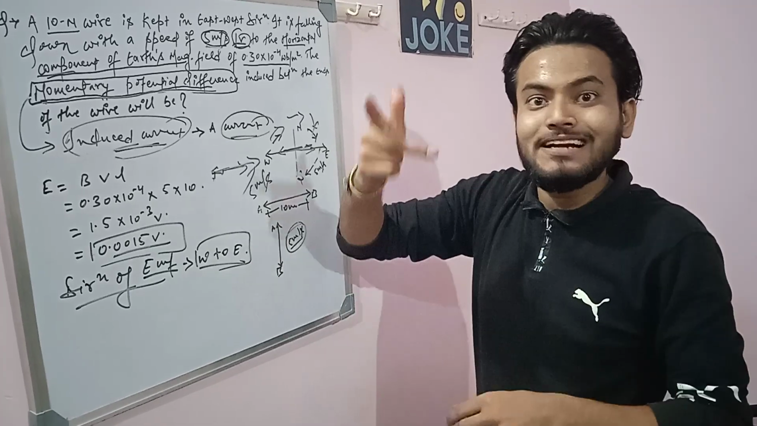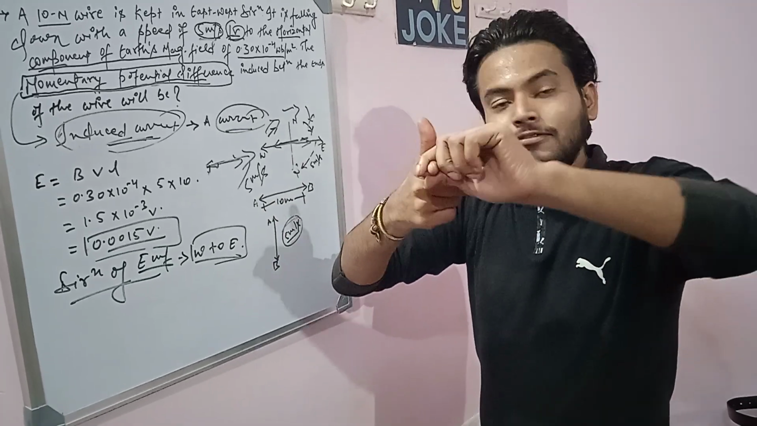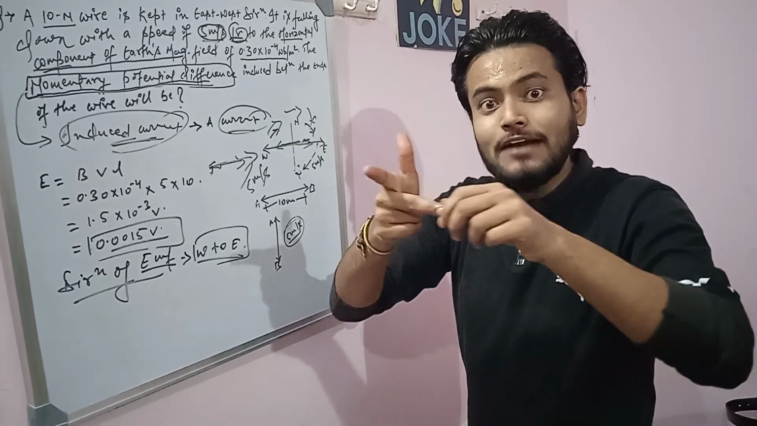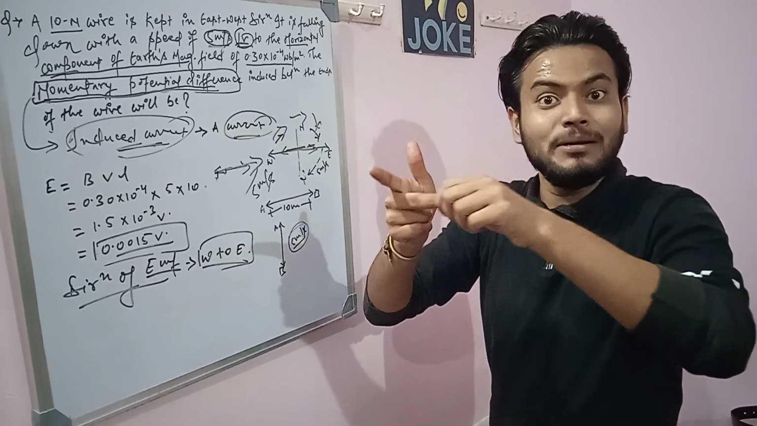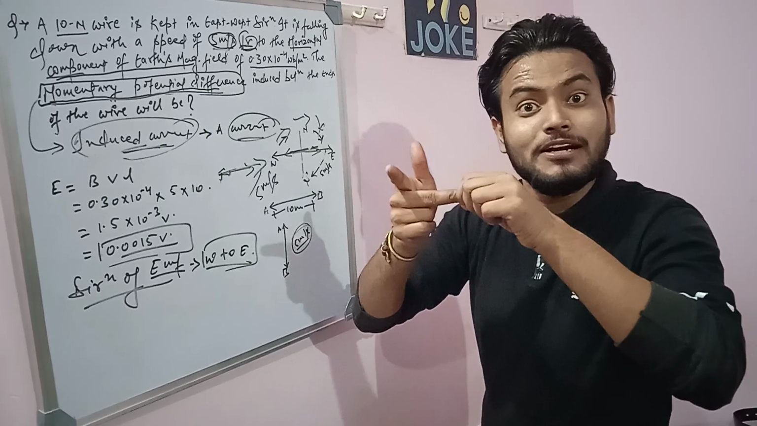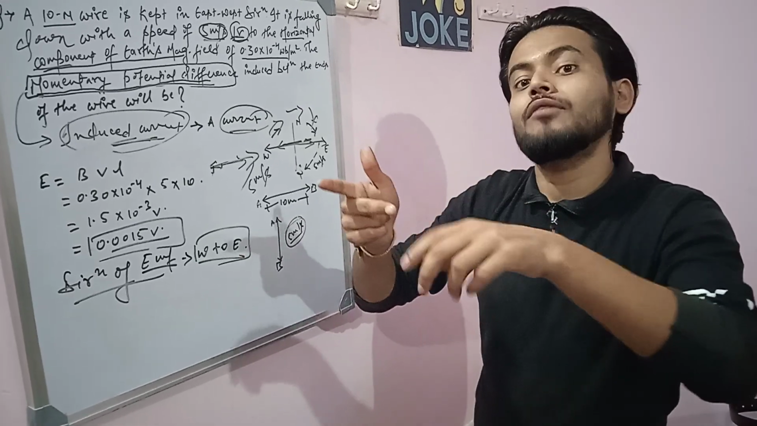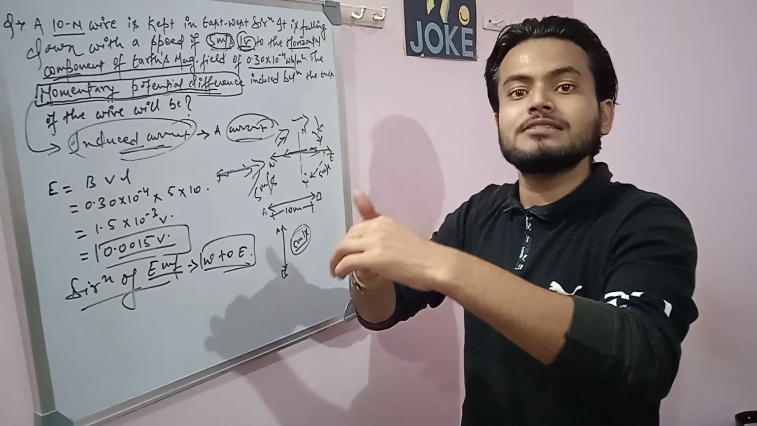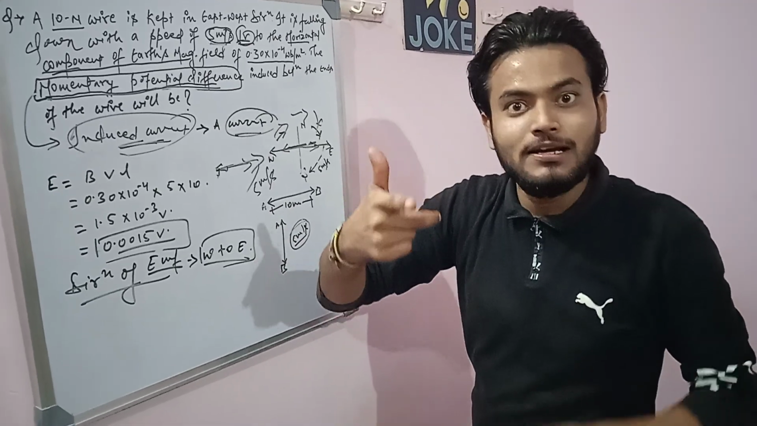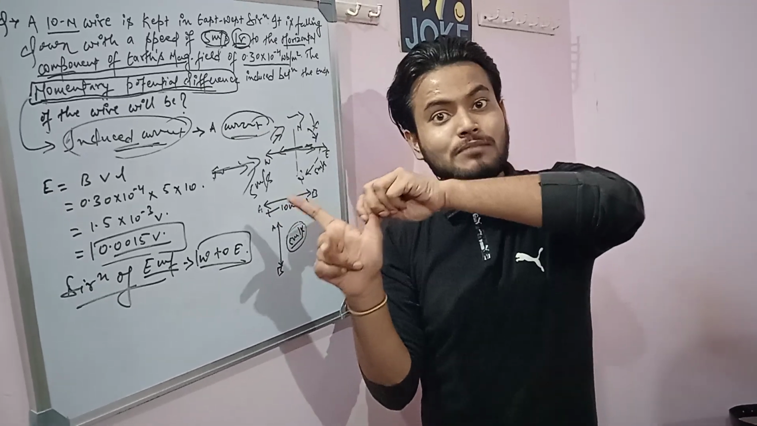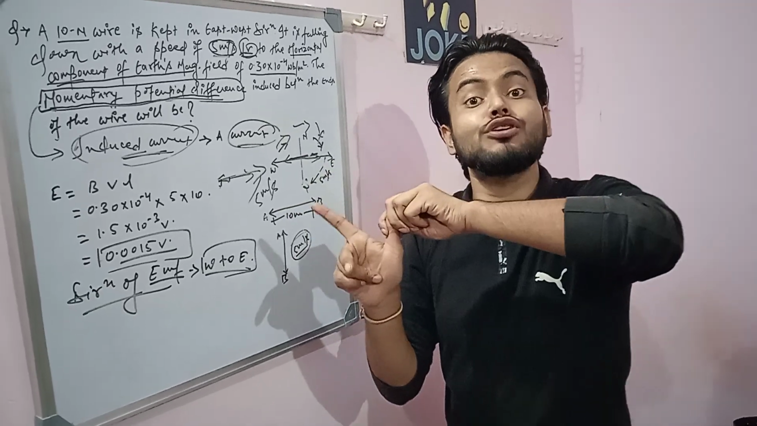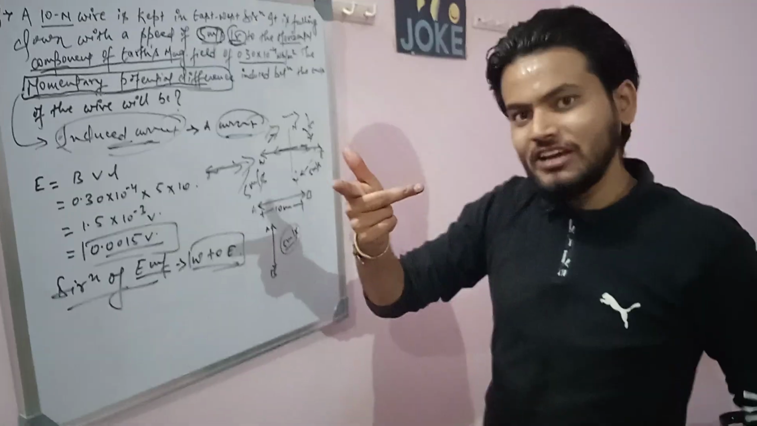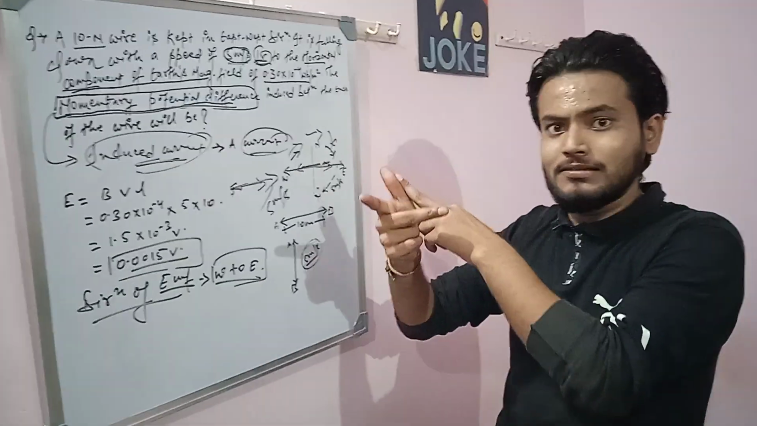It says that the middle finger, forefinger and the thumb, these three are perpendicular. And what does the middle finger state? The middle finger states the induced current which is produced. And what does the forefinger say? The forefinger states the magnetic field. And what does the thumb state? The thumb states the motion of the conductor. Okay, so we can find it out by Fleming's right hand thumb rule also.